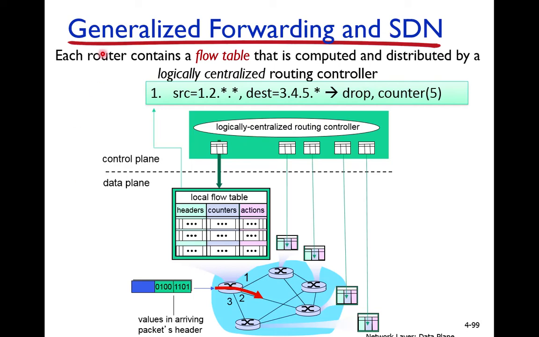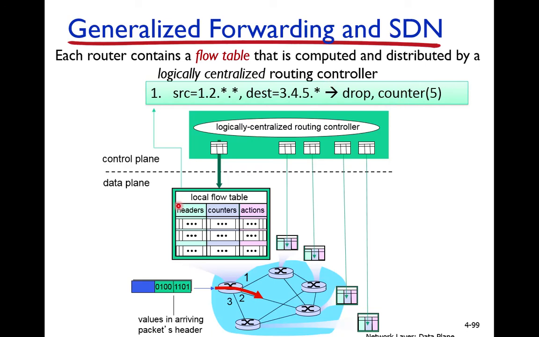So in SDN, each router contains a flow table. The forwarding table is called the flow table, or the local flow table. This flow table contains three types of entry: header, counter, and action. Header means the pattern. Action means that when this header or pattern is matched, then the packet should be either dropped or forwarded. And counter means how many packets have arrived that matched with this pattern and this action was performed. For example, up to now the counter is 5.